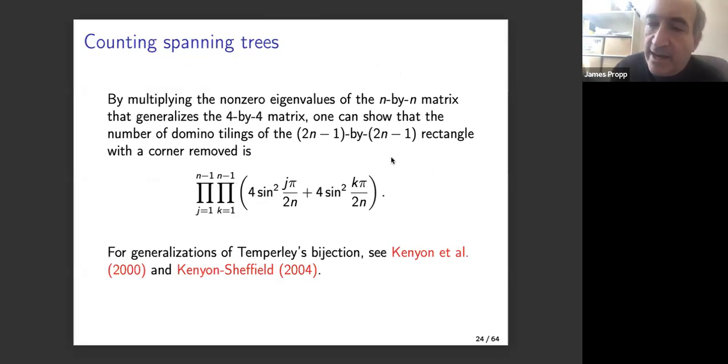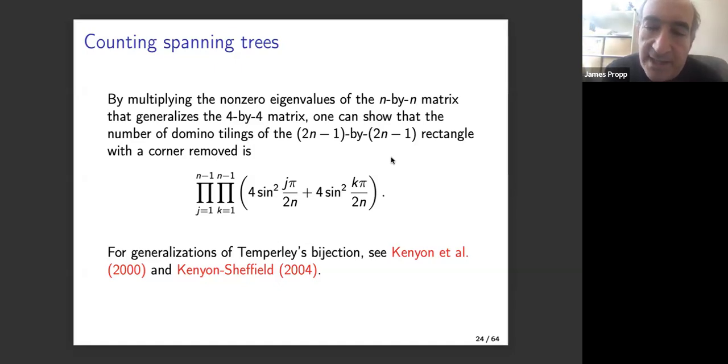Multiply together all the non-zero eigenvalues, you get the determinant of the matrix you get when you delete a row and the corresponding column, and we get this product formula for the number of domino tilings of a 2n minus 1 by 2n minus 1 square. I should have said square. I wrote rectangle. That's another mistake. With a corner removed. And that's given by this double product of trigonometric expressions. So whether you view that as a nice formula or not depends on how much you like trig functions in your products, but it's definitely explicit and it's definitely effective.